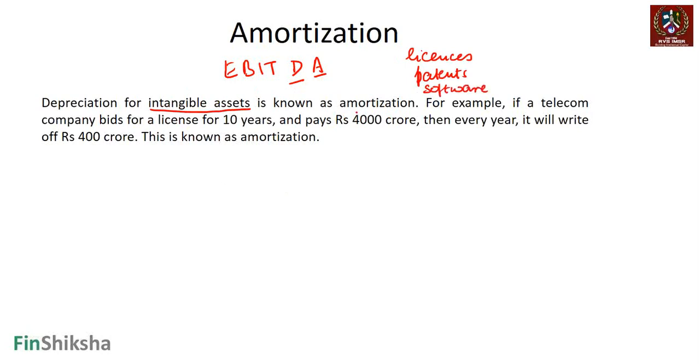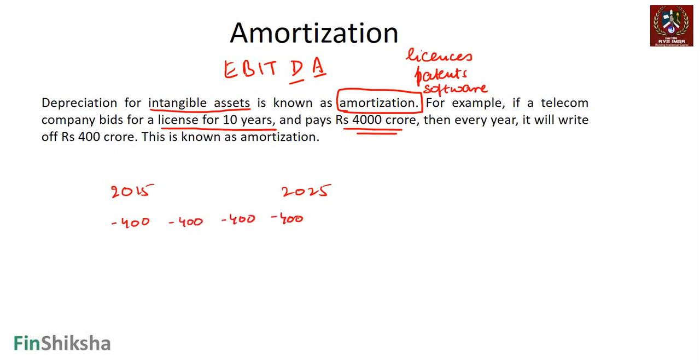Depreciation for intangible assets is termed as amortization. So for example, if a telecom company bids for a license for 10 years and pays rupees 4,000 crore for that, then logically every year from 2015, let's say, to 2025, every year 400 crore is their expected expense out of it, because here it's simple. The telecom license will expire after 10 years. After that, it is worthless any which way. No one will buy it because there's no value left in it. So the value is 0. So in that case, it will be a straight line decline.